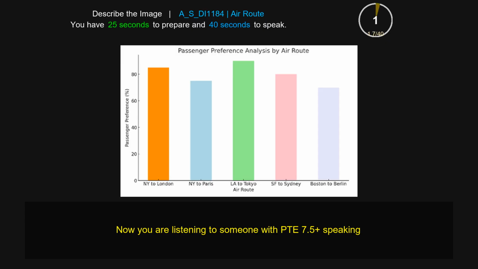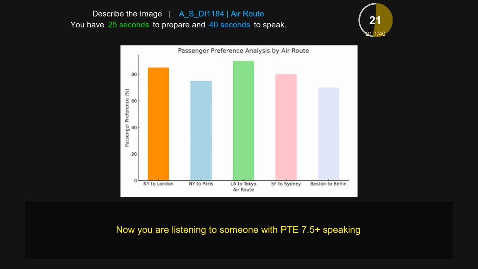The given image is a bar graph showing the passenger preference analysis by air route. The x-axis is divided into regions such as NY to London, NY to Paris, LA to Tokyo air route, SF to Sydney, Boston to Berlin. The y-axis is the passenger preference in percentage varying from 0, 20, 40, 60, and 80 percent.